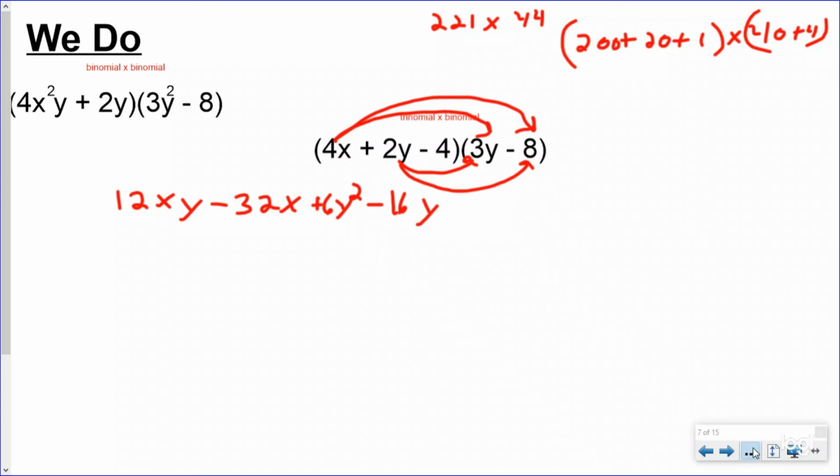And then the last one, let me get a different color so you can kind of see. We're going to have negative 4 times 3y, so that's going to be negative 12y, and then negative 4 times negative 8 is going to be a positive 32.